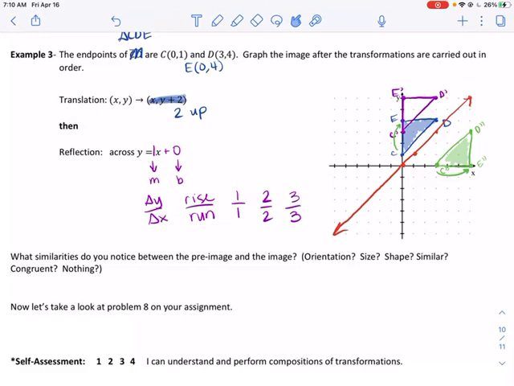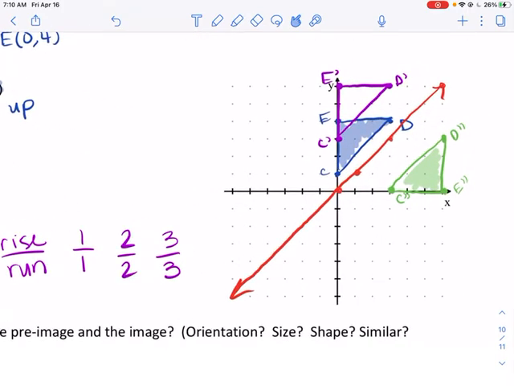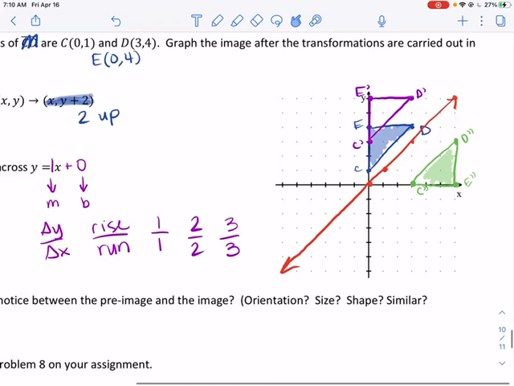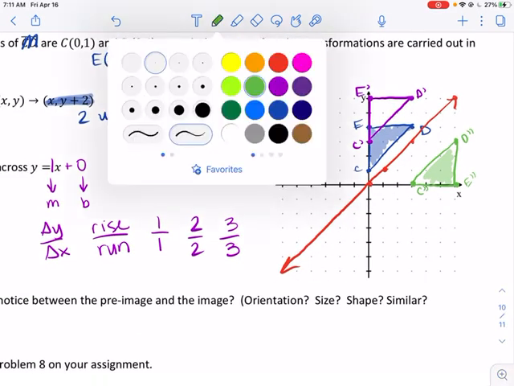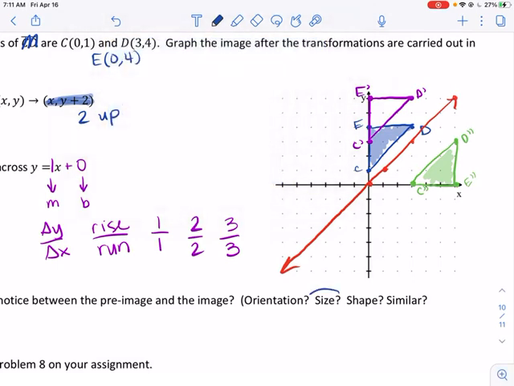Are they the same size? Hopefully you don't have to verify very much, but if you needed to, you could just look and count one of the sides, and it's 3. They all have the same size. So we're going to circle that the sizes are the same.